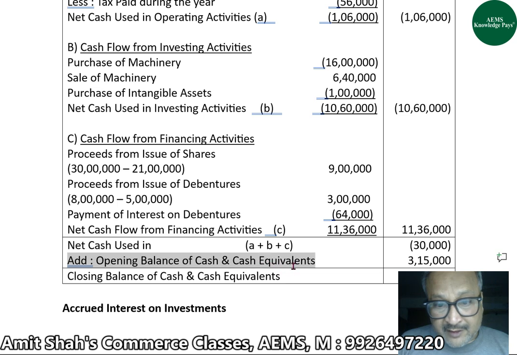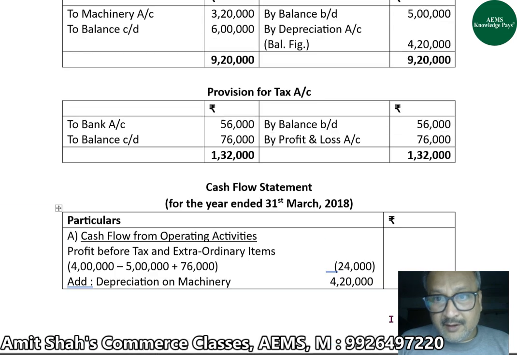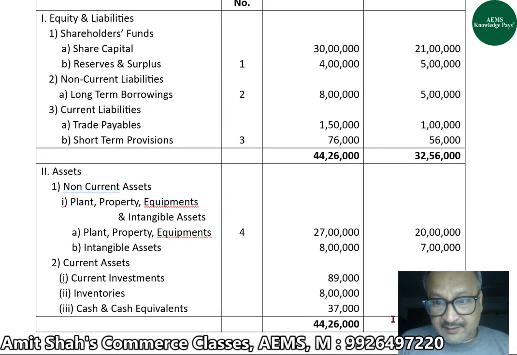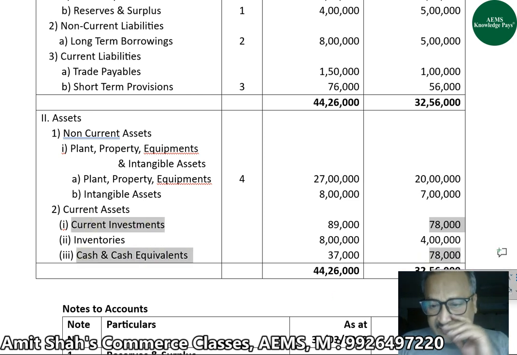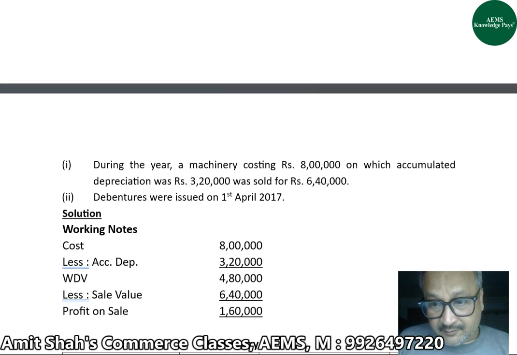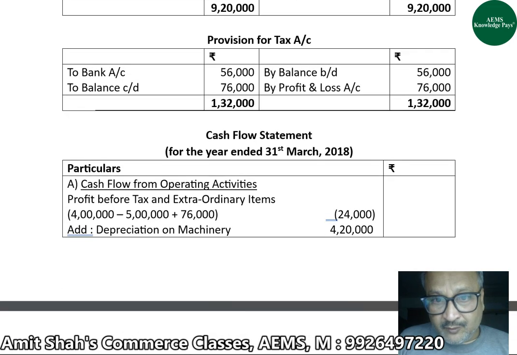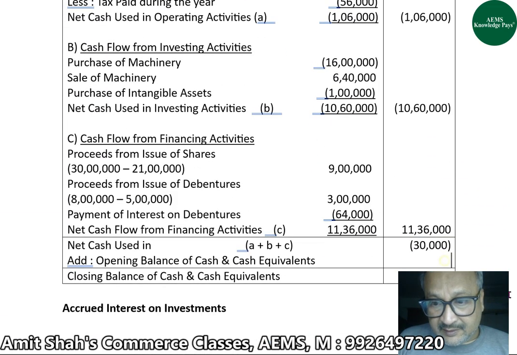To this we will add opening balance of cash and cash equivalents, and that is 78,000 current investments plus cash and cash equivalents of 78. So this gives us an amount of 1,56,000. We'll write here 1,56,000 as opening balance of cash and cash equivalents. It means the closing balance of cash and cash equivalents should be 1,26,000. That is sum total of these two amounts.